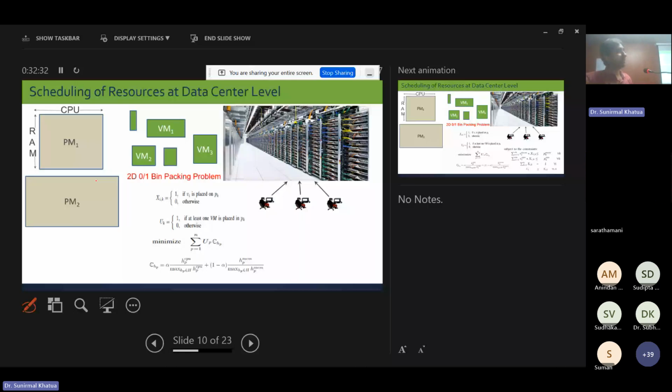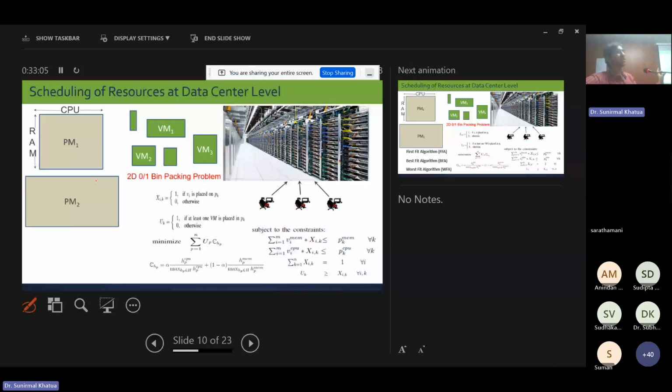And what are the constraints? The first two constraints are that the resources should not exceed. The sum of the resources of the virtual machines should not exceed the available physical resource. The third constraint says that a VM has to be placed exactly in one of the hosts. It cannot be in more than one host. And the last one, U_k must be greater than or equal to x_ik. That guarantees that if x_ik is 1 for a particular k, U_k must be 1. Otherwise, it is 0. So this is the problem we have to solve.